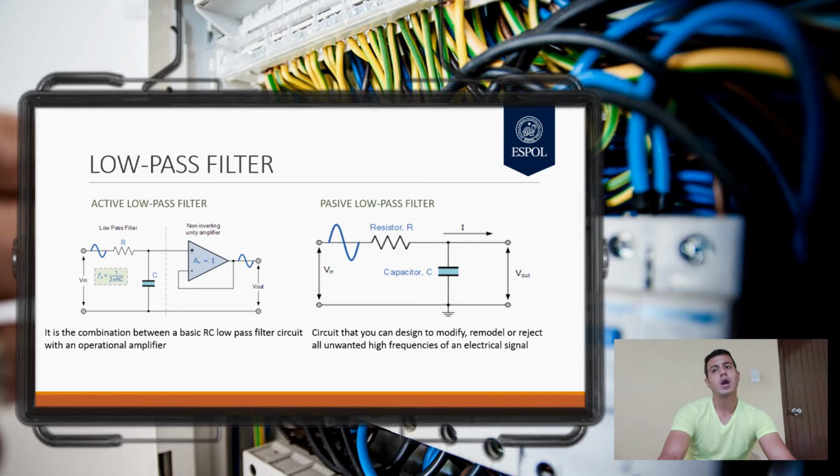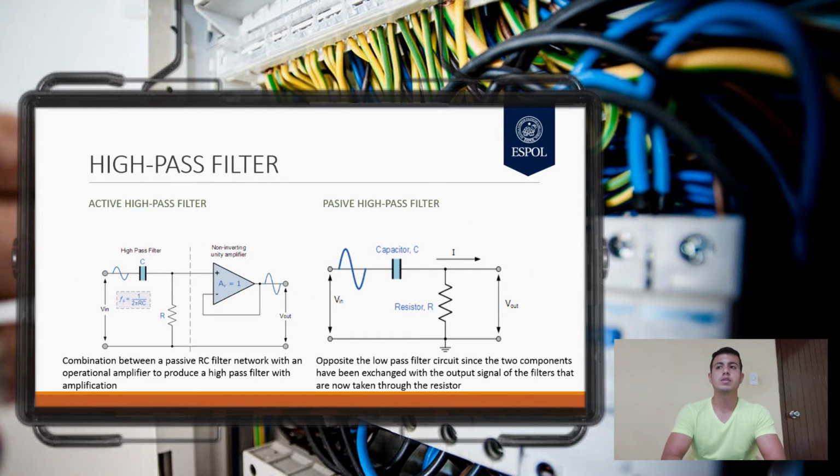On the other hand, a passive low-pass filter is a circuit that can be designed to modify, reshape or reject unwanted high frequencies of an electrical signal and pass only those signals decided by the circuit designers. Passive filters are composed of passive components such as resistors, capacitors, and inductors and do not have amplifier elements, transistors, operational amplifiers, etc. So they have no signal gain. Therefore, their output level is always lower than the input.